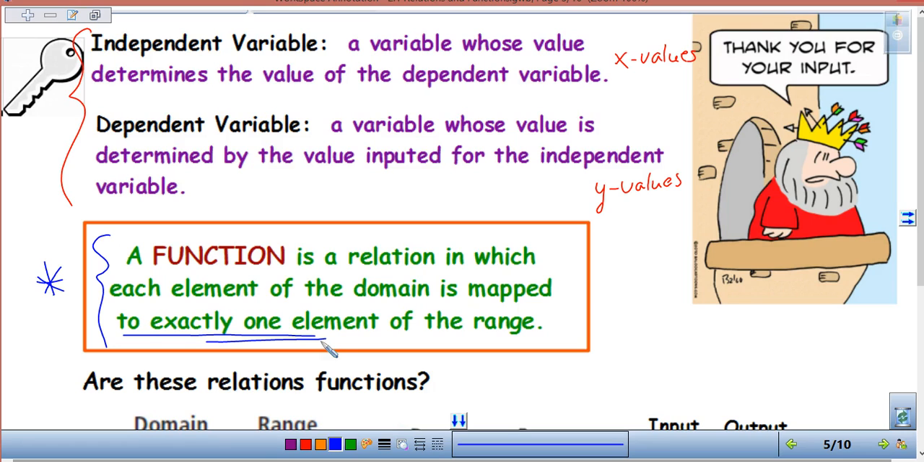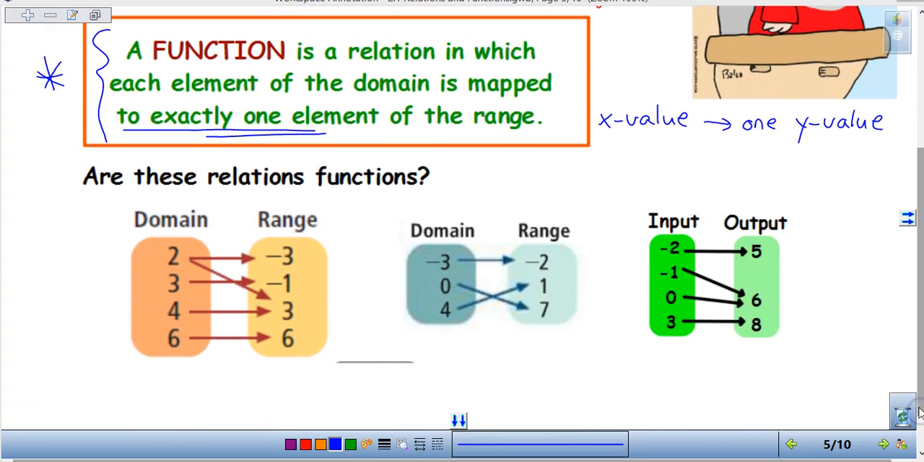Okay? So again, the x value can only be mapped to one y value. If you see it has more arrows in a mapping or something like that, it is not going to be a function. If you have a list of ordered pairs and the x value repeats, it is not a function. Okay, so as we look at the bottom here are a few examples.